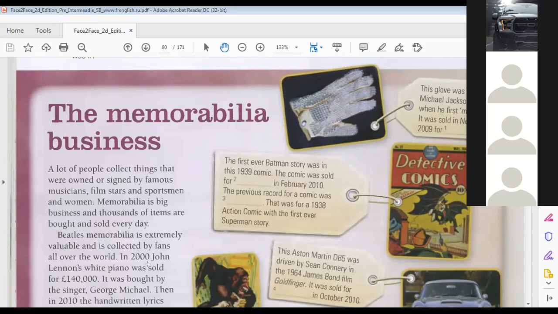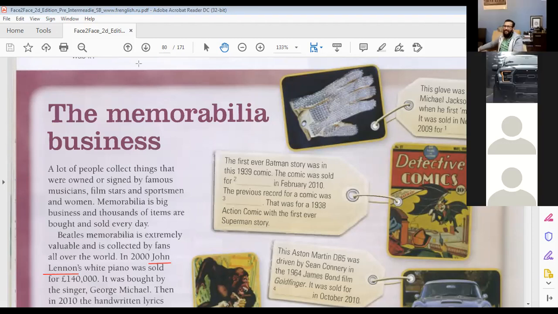This is the piano of John Lennon. Do you know John Lennon, Selma? No. Okay, so John Lennon was, because he's dead, someone killed him. He was a member of the Beatles. It was a band in the 60s and 70s. He was one of the famous band members.